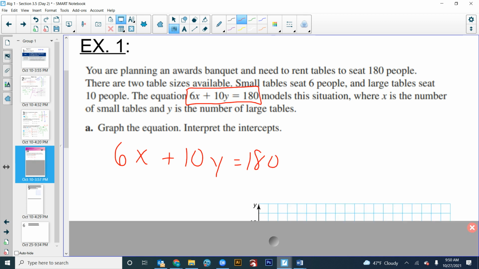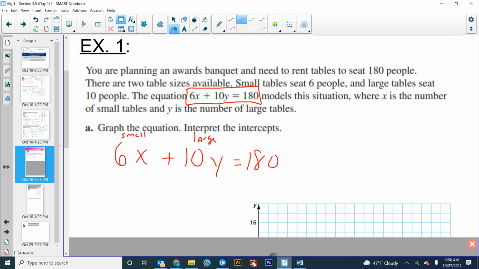Okay, X is the number of small tables we need. Y is the number of large tables we need. Now, do you guys agree you could have different combinations of small and large tables to fit the 180 people? Does everybody agree to that? Okay, and that's what we're going to mess around with today on this graph, in this problem.